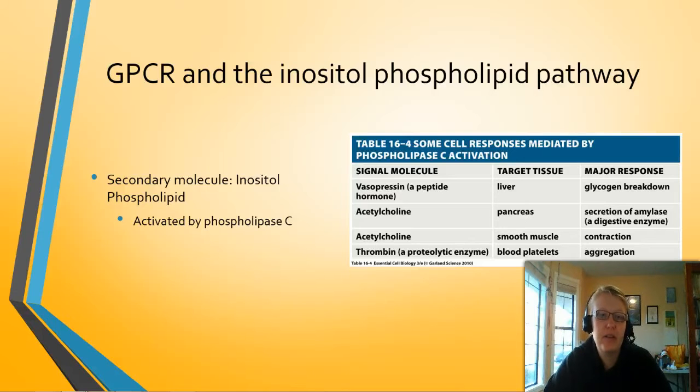So let's talk about another secondary molecule. This is the inositol phospholipid pathway. And the secondary molecule is inositol phospholipid. It's activated by phospholipase C. And we're going to go through an example of this one here in just a second. But notice here, this one also has a variety of responses possible within the cell.